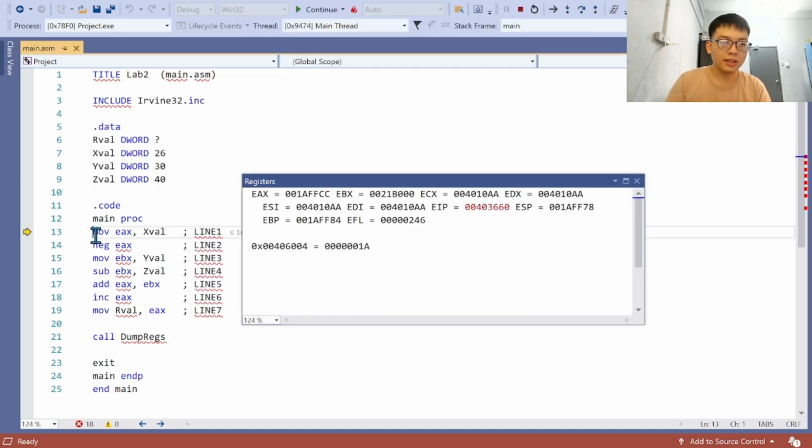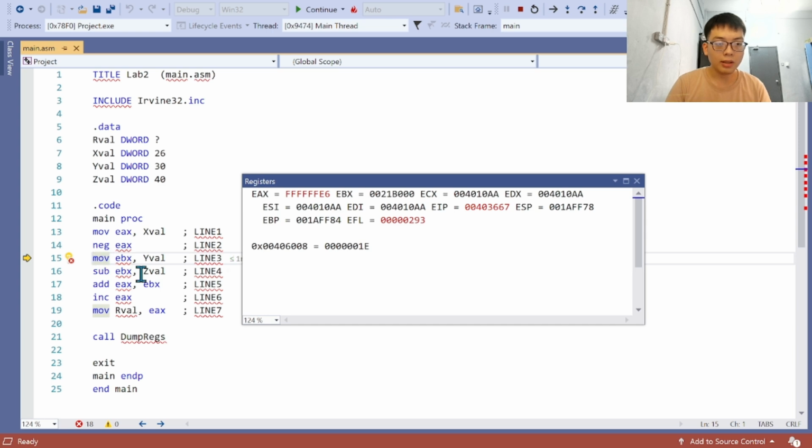again, and this time is move the X-val into EAX. And we can see that the memory of EAX is temporarily used to store the value of X-val. After execute this line, the EAX holds the value 1A, and this line turns the EAX into negative. After execute this line, the EAX becomes negative.